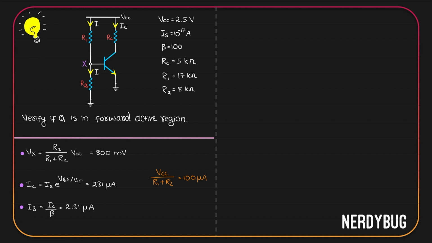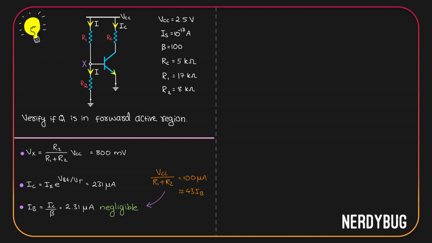We get this is approximately 100 microampere. IB is around 2.31 microampere. 100 microampere is actually around 43 times 2.31 microampere. That is, the current I is 43 times the base current, which means obviously base current is negligible.